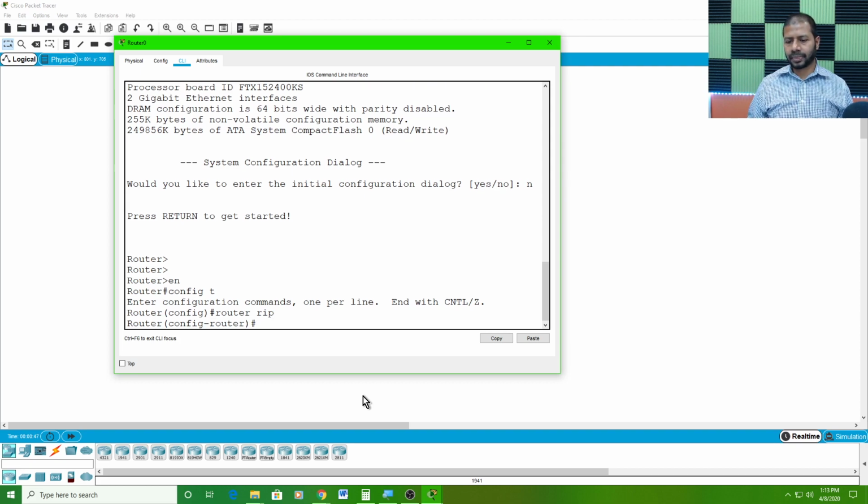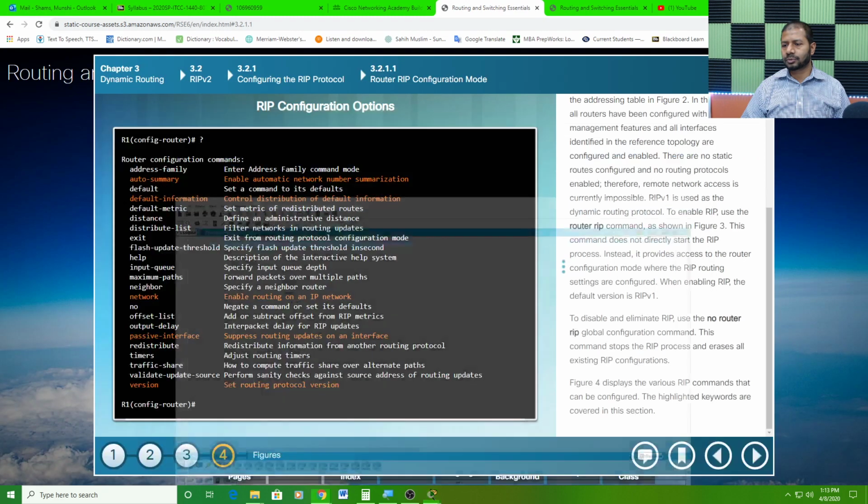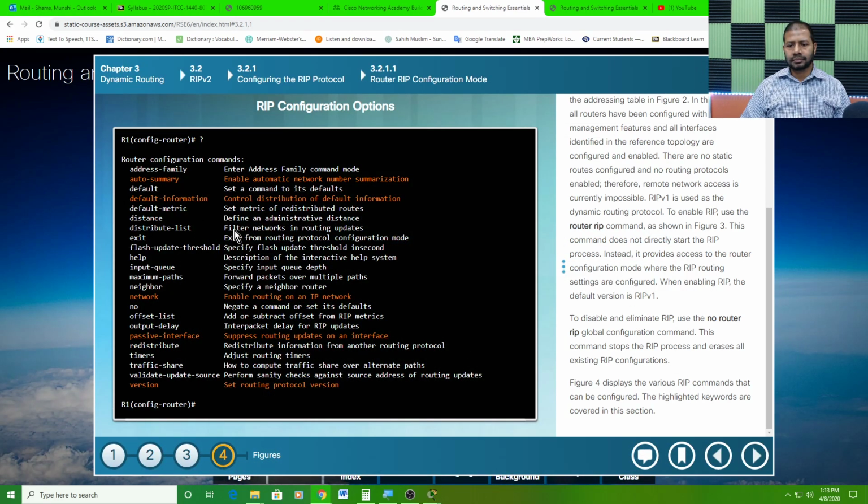Press enter. Now, if I want to know what commands are available in this router mode, RIP mode, I'm going to type a question mark. So I see, in this RIP configuration mode, these are the commands: auto-summary, default-information, distance, exit, network, no, passive-interface, redistribute, and version. So we'll be using some of those in the future as we talk. Okay, let's move on. So that's what it's showing here for you.